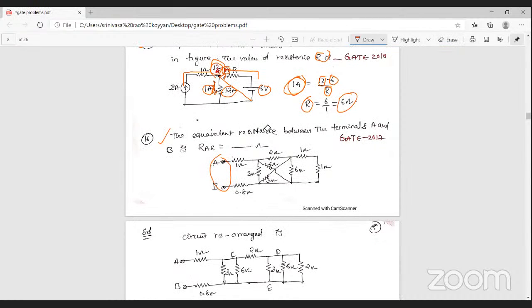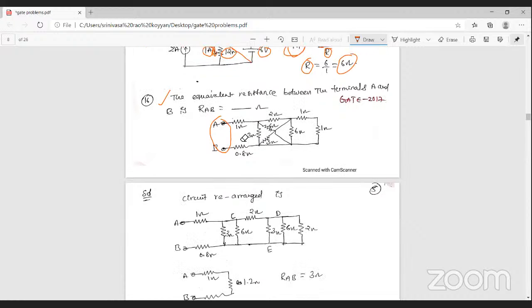So from this network, to find out the equivalent resistance between terminals A and B, let us assume. Okay.